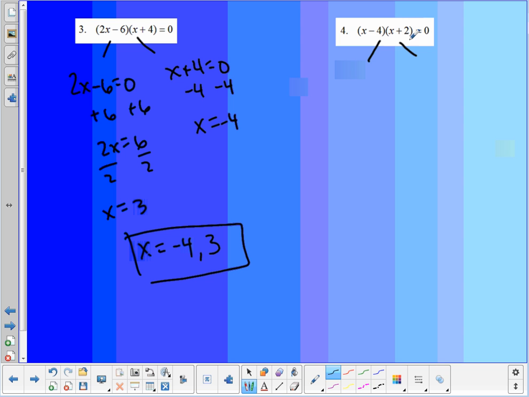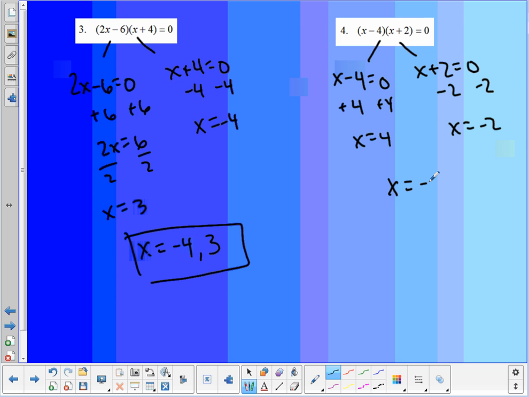Again, I'm in factored form, so that's good, that's helpful. So I have x minus 4 is equal to 0, and x plus 2 is equal to 0. Add your 4, and I get x equals 4. Subtract your 2, and I get x equals negative 2. So my two solutions are negative 2 and 4.